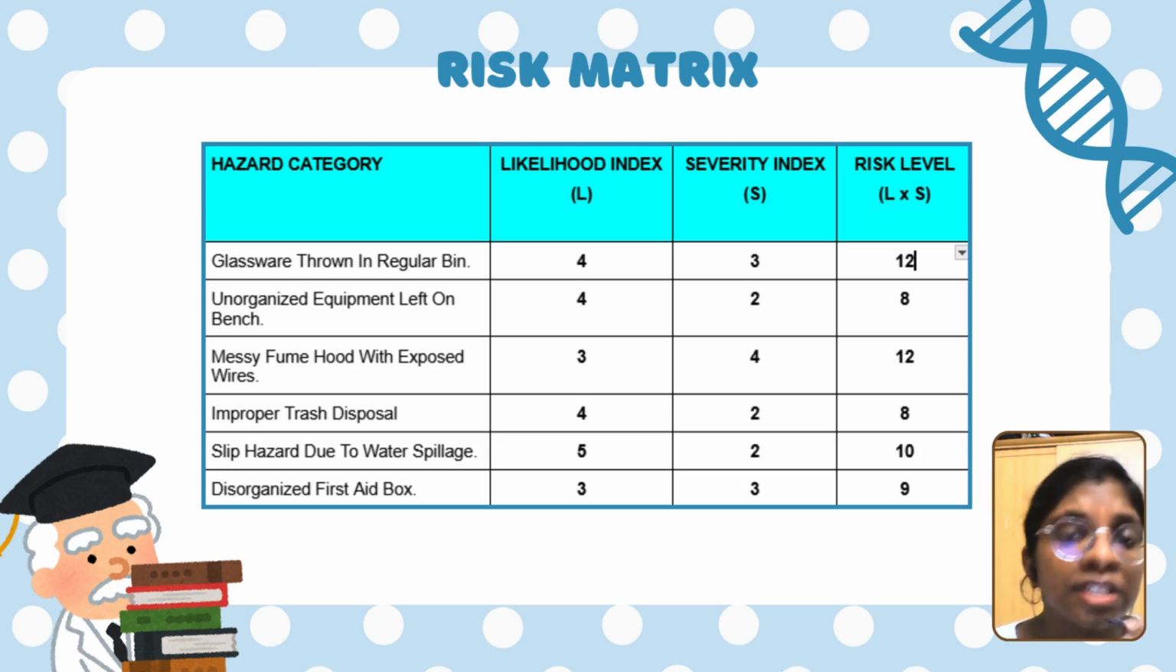The risk level is considered high risk, followed by unorganized equipment left on the bench. The risk level is moderate. But a messy fume hood with exposed wires is a high risk. Next, improper trash disposal is considered a moderate risk. But slip hazard due to water spillage is back to high risk. Last but not least, a disorganized first aid box is considered a moderate risk.